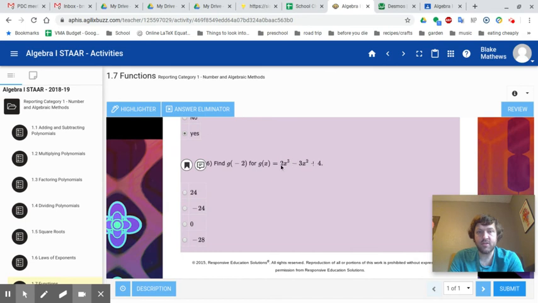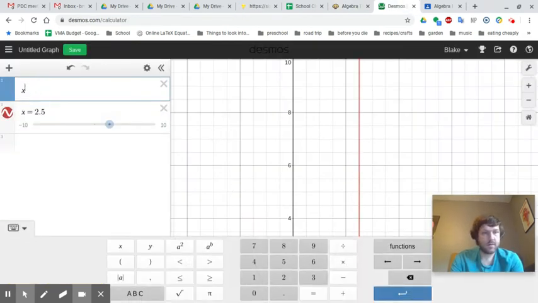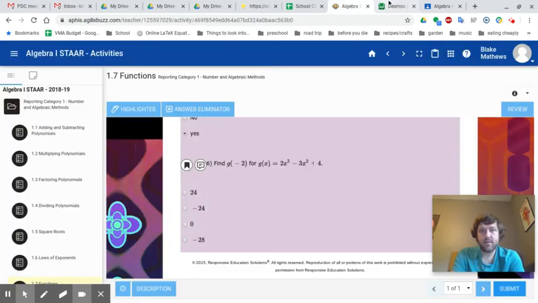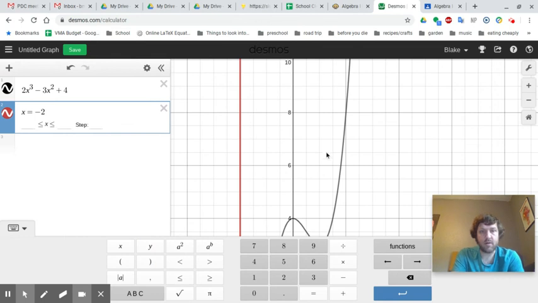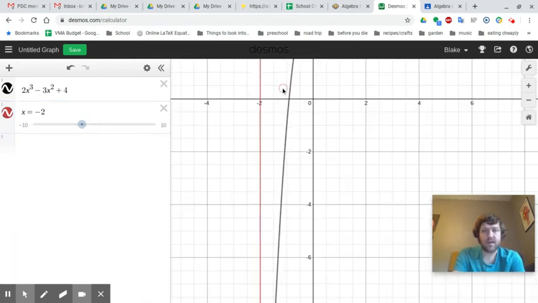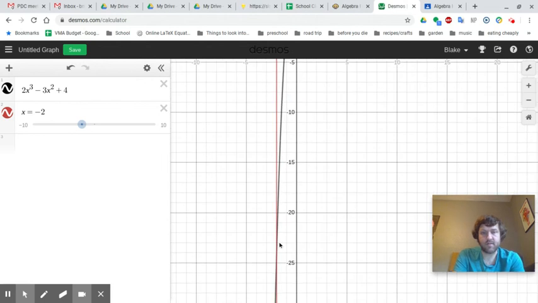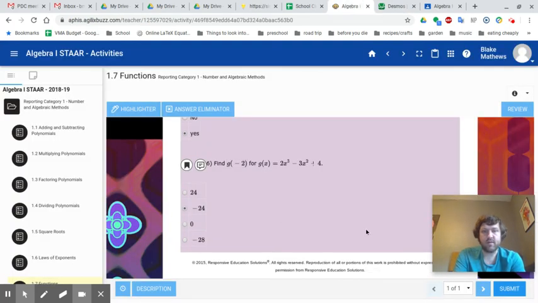We have another expression. 2x to the third minus, I should have typed a 3, not a 2, minus 3x squared plus 4. And they want to know what is when negative 2 is the x. So we're going to go change this to negative 2. Oh, and look, the line moved so that it's over negative 2. And we're going to zoom out until we find where they intersect, or somewhere down here. Oh, there it is. Negative 2 and negative 24. And so there's my answer right there.